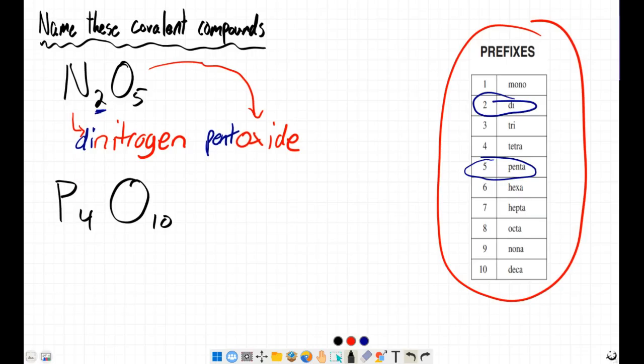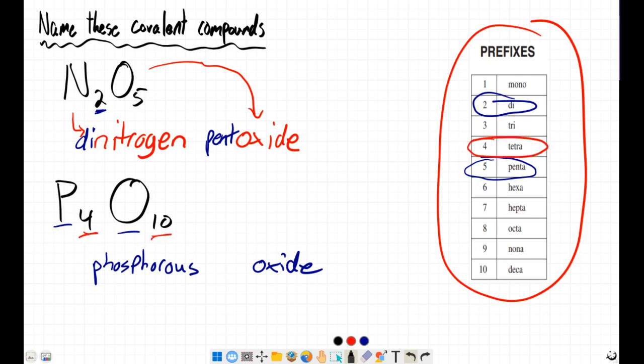On the next example, we have P4O10, 4 phosphoruses and 10 oxygens. So I'll write down phosphorus, and then afterwards, oxide, for the P and the O, the phosphorus and the oxygen there. Then for the numbers, we've got 4 and 10. The word for 4 is tetra, and the word for 10 is deca. So we've got tetraphosphorus decoxide.